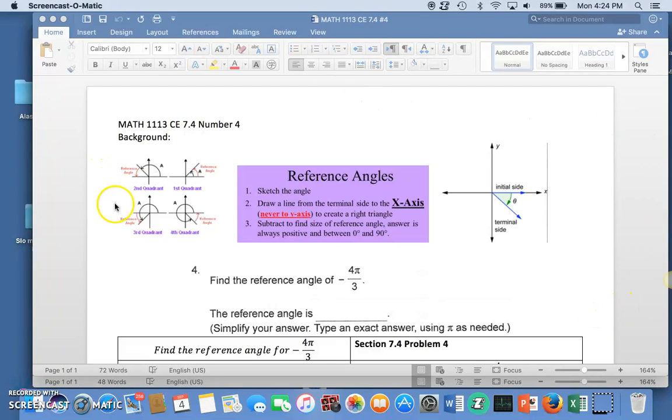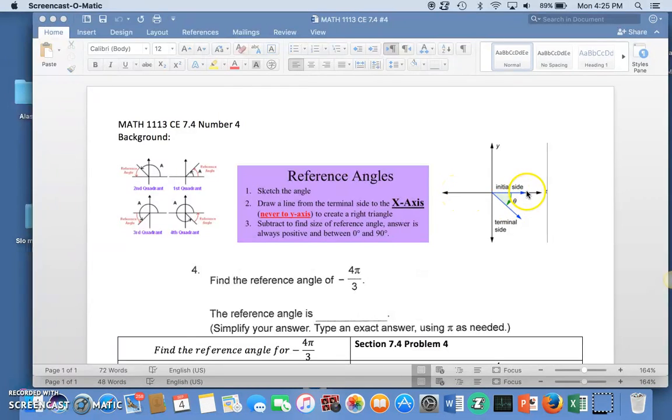Okay, as you see, we've got very similar background information here. You're finding the reference angle for negative 4 pi over 3. Well, a full revolution is 2 pi, which would be 6 pi over 3. So if you started right here and went all the way around, that would be 6 pi over 3. But 4 pi over 3 would start here, and this is 3 pi over 3.